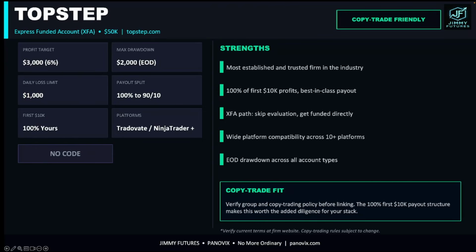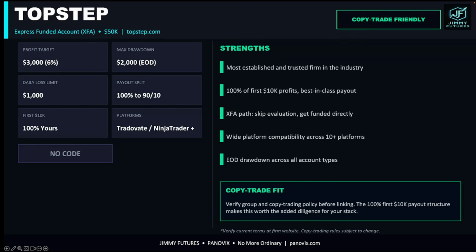Next is Top Step. Top Step, they're the very first firm in the prop trading space. They're a fantastic firm. They have gone through a lot of changes in the last 7 months. Obviously, I don't have an affiliate code with them, but they are copy trade friendly. They do have a built-in trade copier with Top Step X. If you like Top Step X, you can use it as your lead account and have all of your other accounts follow that, however you want to do it.